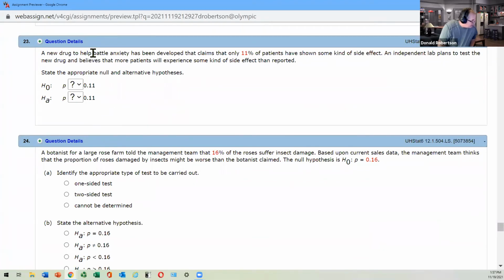A new drug to help battle anxiety has been developed, and it claims that only 11% of its patients have shown some side effect. An independent lab plans to test this new drug, and it believes more patients will experience some kind of side effect than they said. So won't the null hypothesis be that it's equal? And they believe it's bigger.